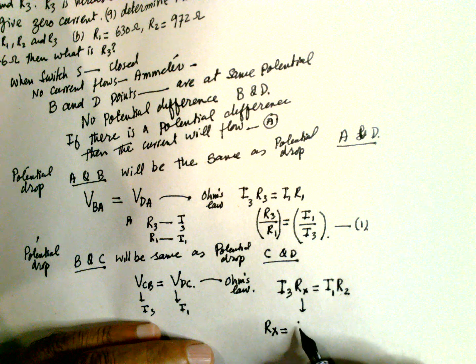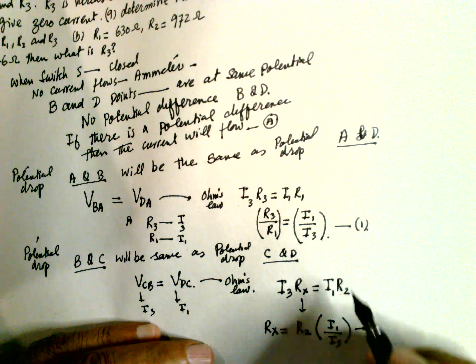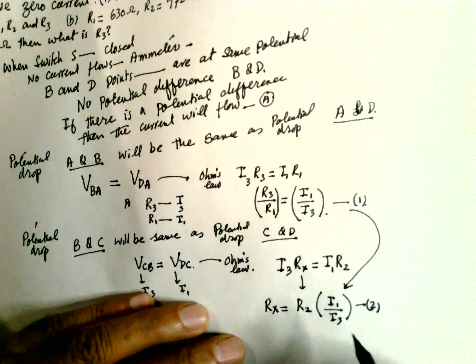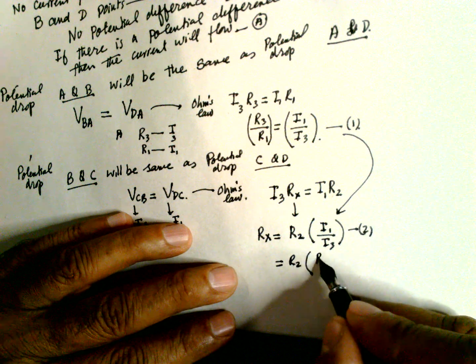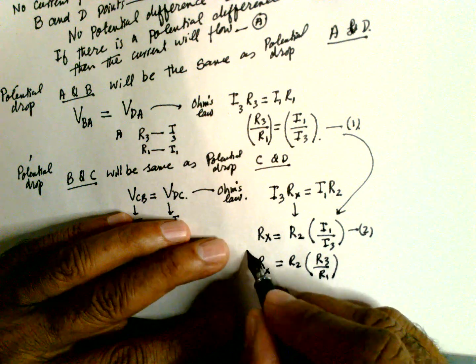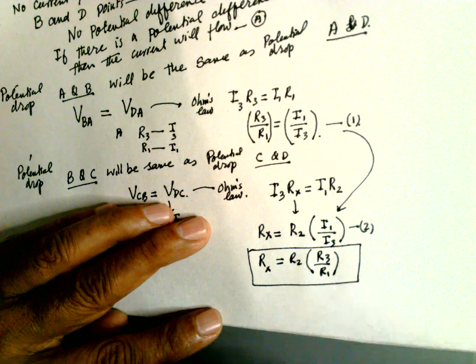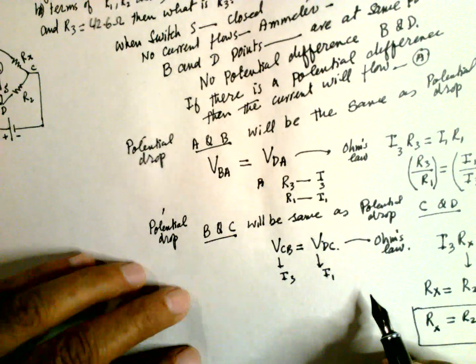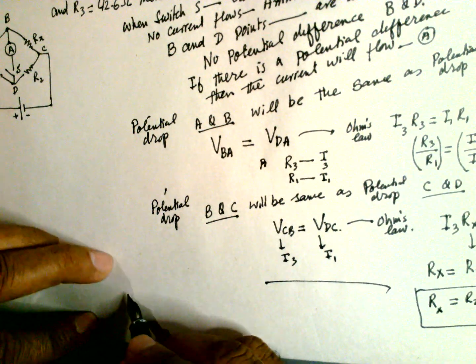Rx is equal to R2 into I1 over I3, equation 2. Equation 1 is this one. So this is R2 into R3 over R1. This is Rx. This is the answer first. Then substituting the given values.